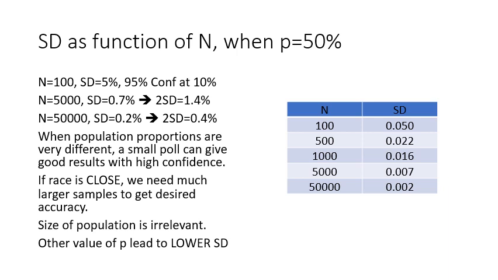So basically, if the numbers are very different in the population, we can get accuracy with very small sample sizes. But if the race is very close, if the two proportions are very close, then we need large samples to get the desired accuracy. And the size of the total population is irrelevant to this. Only the size of the sample matters.